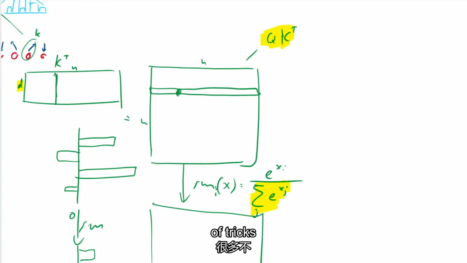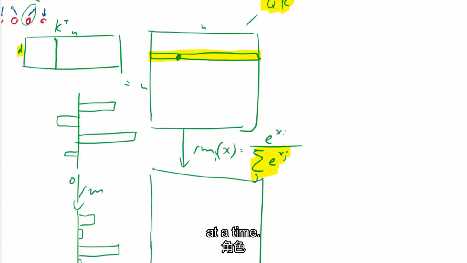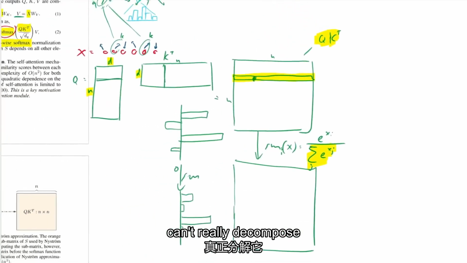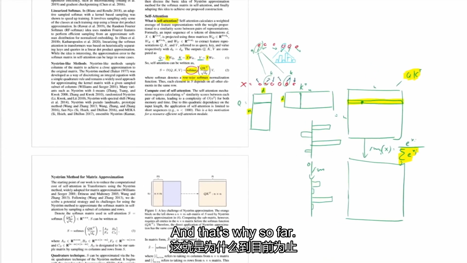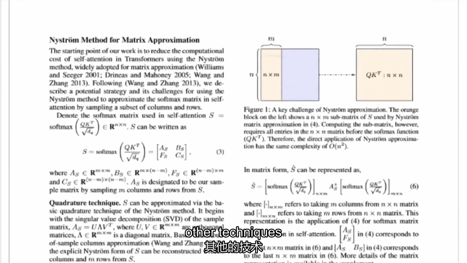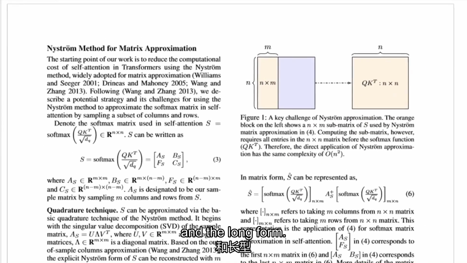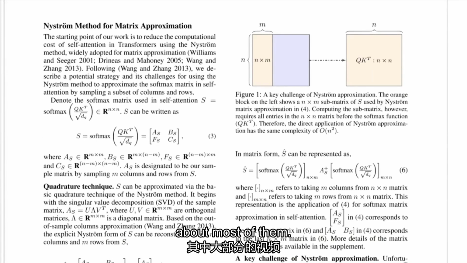You can do a lot of tricks to not have to deal with actually n by n things. However, the softmax operation requires you to consider these whole rows at a time, and you can't really decompose it because it's a nonlinear operation. And that's why so far people have struggled approximating this. Now, there are other techniques like the Performer and the Linformer and the Longformer. Actually, the Longformer is just local attention. But there are other techniques, and I've made videos about most of them.